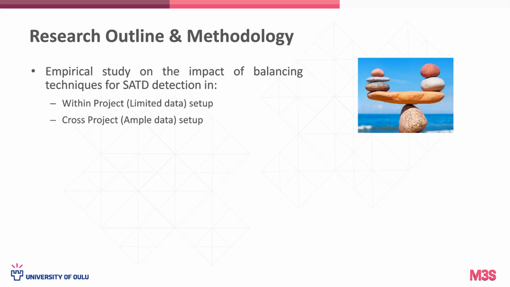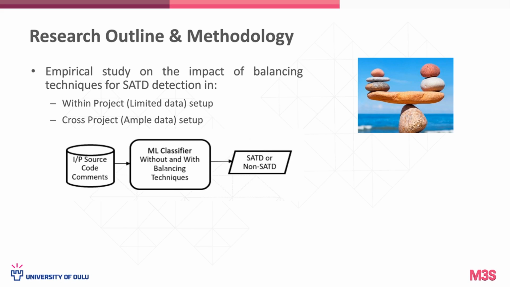To this effect, we conduct an experiment and evaluate multiple balancing techniques for SATD detection in within and cross project setup. In within project setup, the source code comments from the same project are used for training the machine learning model, whereas in cross project setup, the source code comments from multiple projects are combined together for training the machine learning model. The overview of our experiment is that we first process the source code comments and then train the machine learning classifiers logistic regression, random forest, and XGBoost with and without balancing techniques for SATD classification.